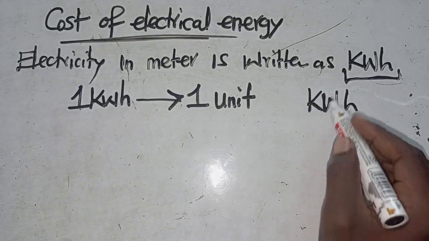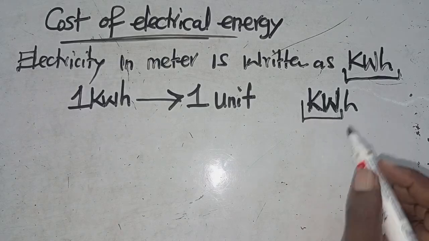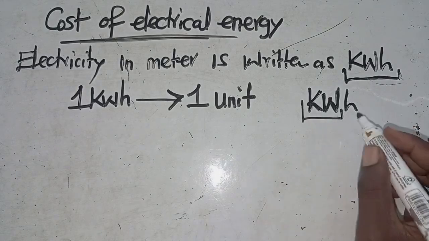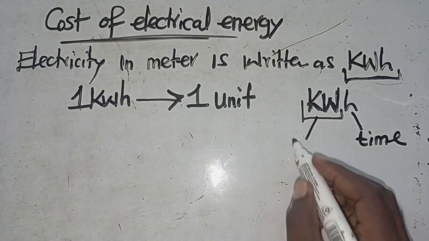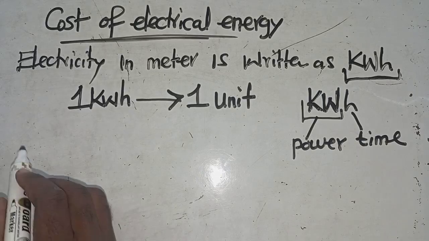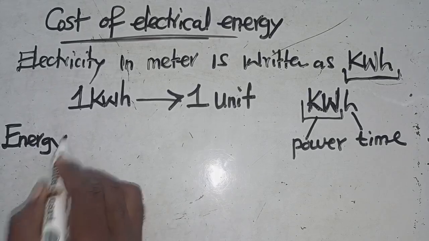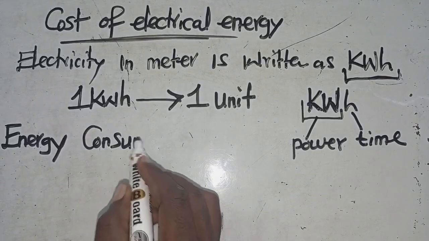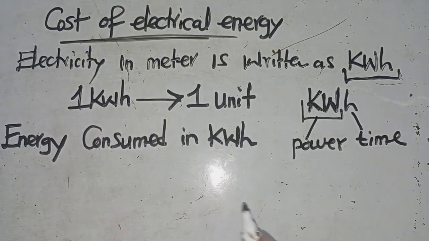This is kilowatt. This is power, in kilo, so they had to divide by 1,000. Then this one is time, and this one is power. So to find the electric energy, this is the reason why we use this particular formula. For us to calculate the energy consumed in kilowatt hours, we use this formula.